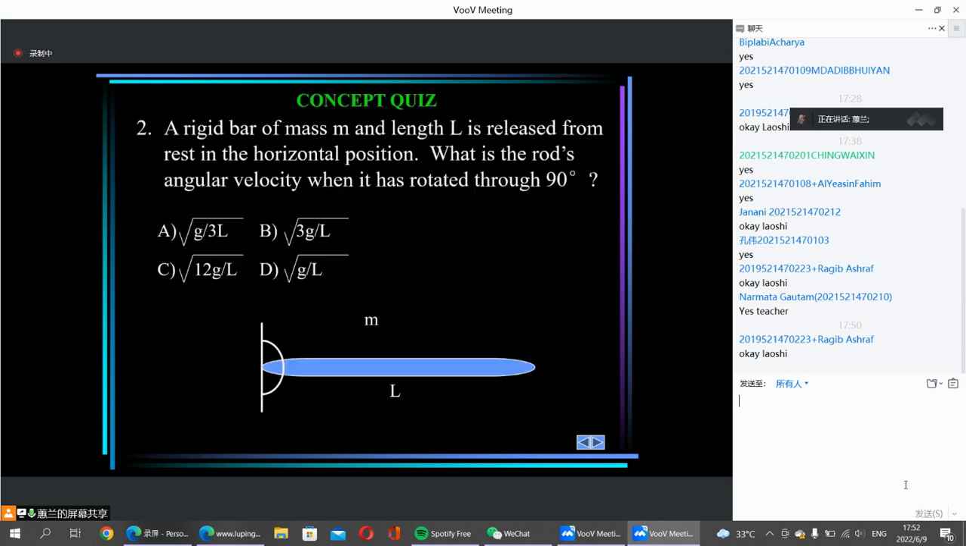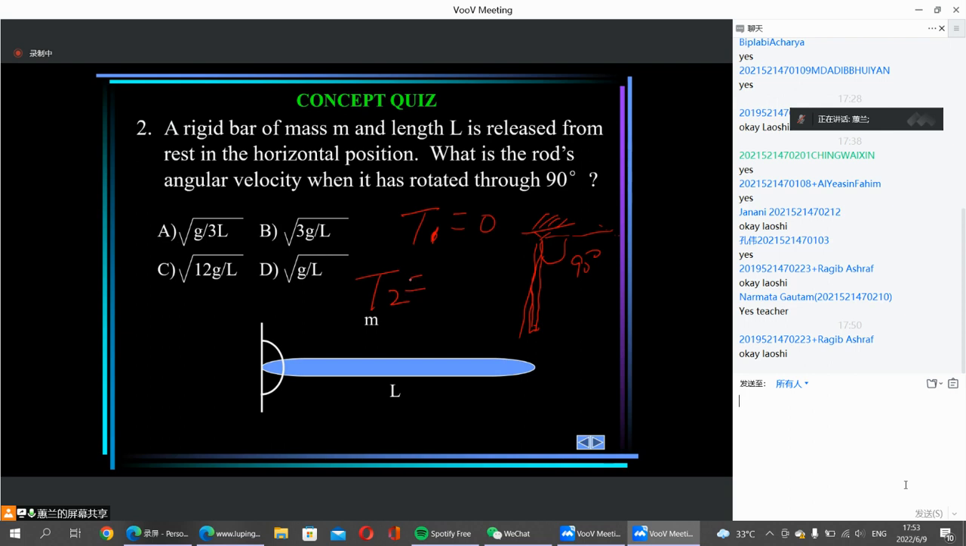A rigid bar of mass m and length L is released from rest in the horizontal position. What is the angular velocity when it has rotated through 90 degrees? So this is its initial position, and because it starts from rest, T1 equals 0. And then it rotates 90 degrees. So we need to find out its angular velocity.